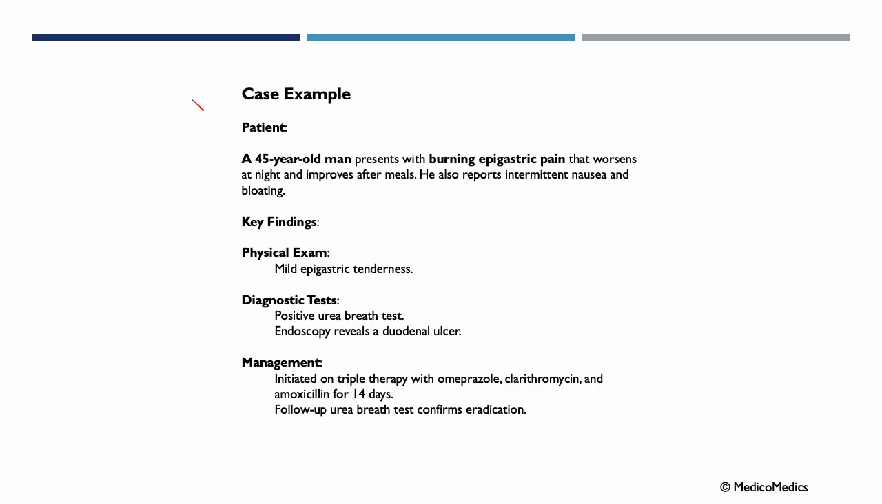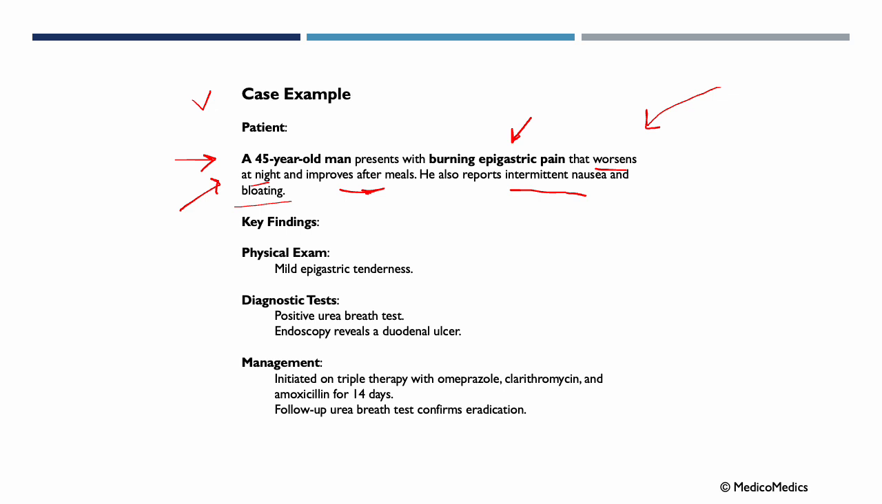So what would be a typical case example? Well, we have a 45-year-old man presenting with burning epigastric pain that worsens at night and improves after meals. So eating is relieving his pain temporarily, but at night his pain is worsened. He also reports intermittent nausea and bloating. Very common for duodenal ulcers here.